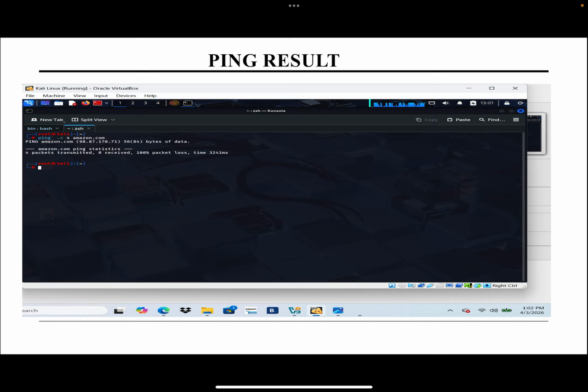When I used ping on Amazon.com, I received 100% packet loss. This does not necessarily mean the website is unavailable. In this case, it most likely means Amazon blocked ICMP traffic as a security measure, which is common for large organizations.